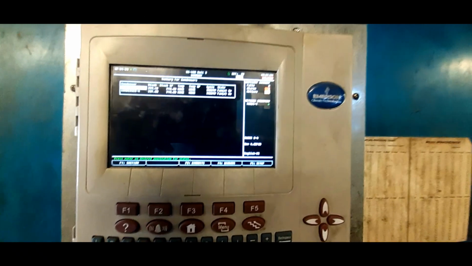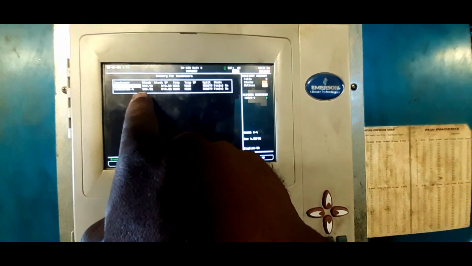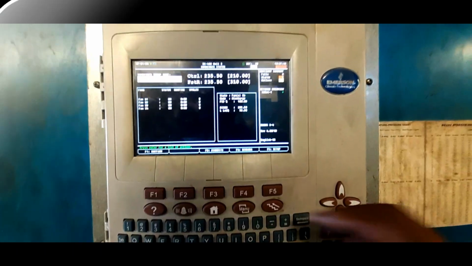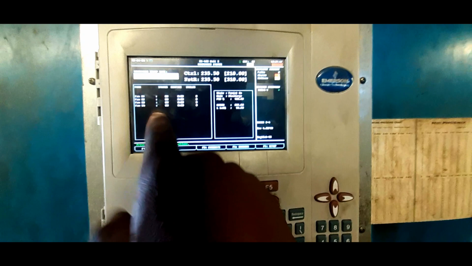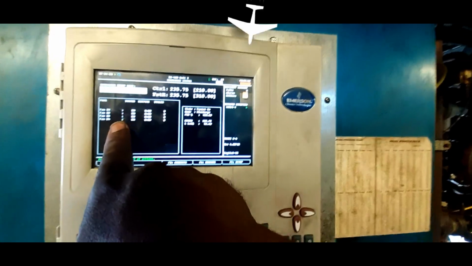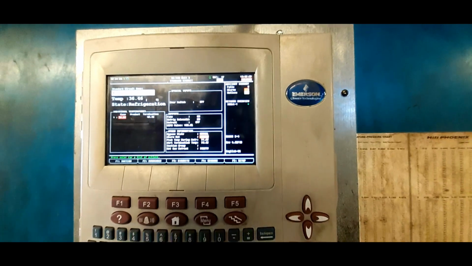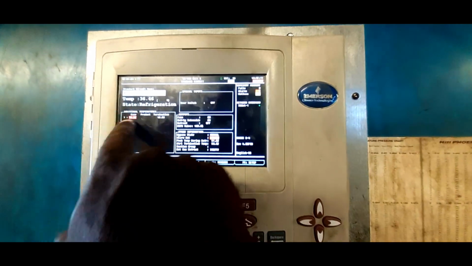We hit F2, we can see our condenser. Condenser set point is 210, we're running at 234. We got 4 condenser fans on rack 4, and all 4 fans are running. So now we're back in refrigeration. That defrost just timed out. Now we're on the pull down.